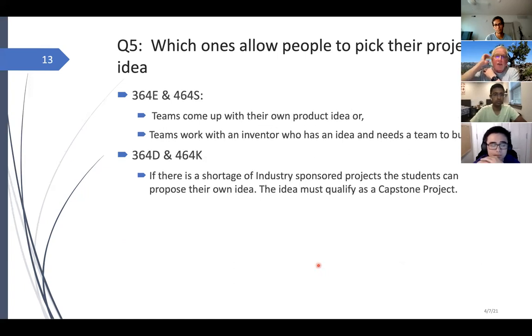Which one allows people to pick their own project? Well, 364E and its follow on, 464S, teams come up with their own product ideas. But guess what? You can also work with an inventor who has an idea and needs a team to build it. And my only criteria for that inventor is that they share the intellectual property with the team.